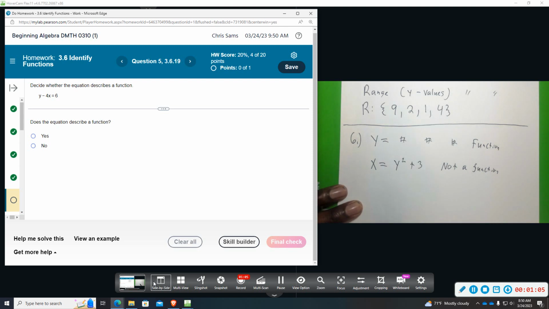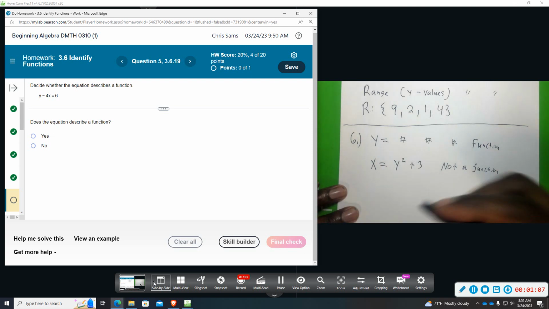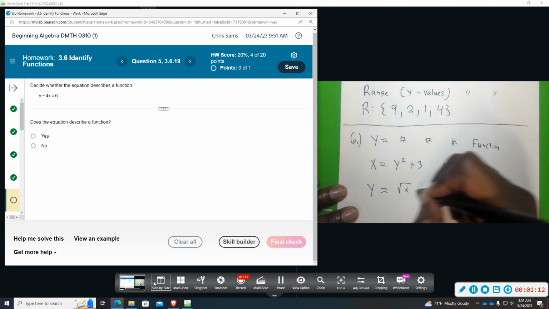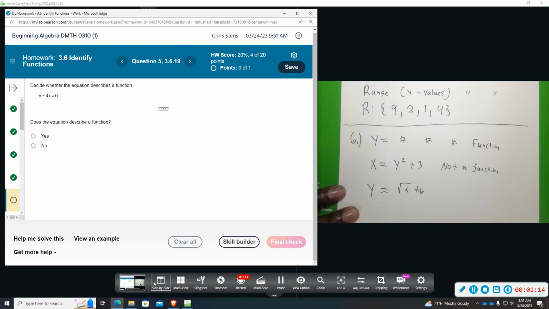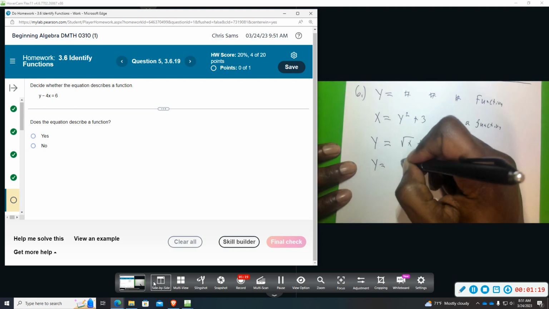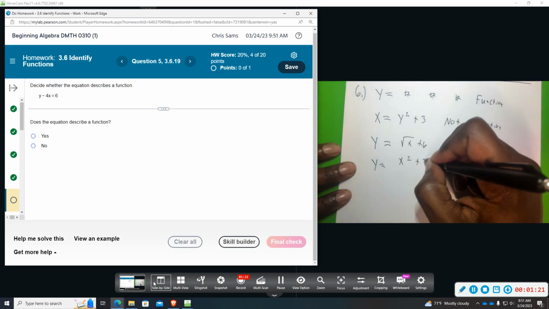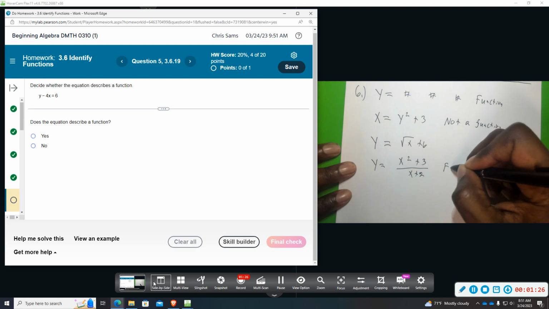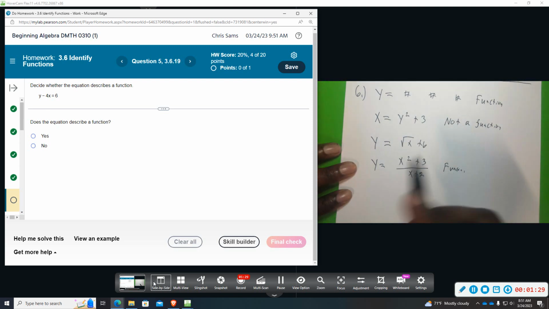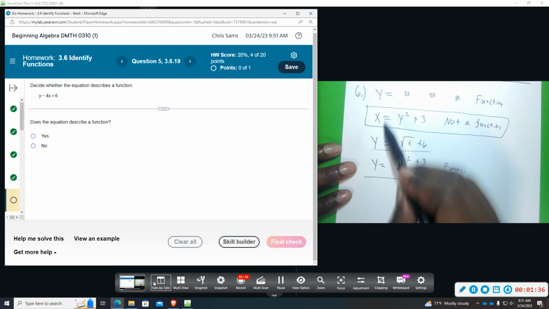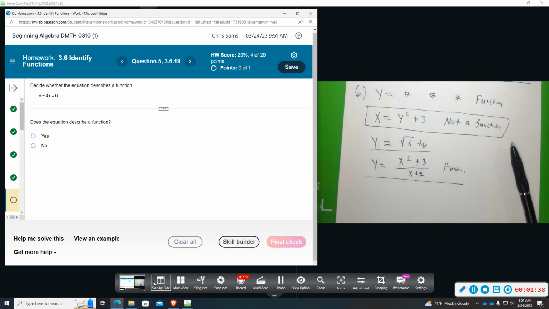But anything else that we see, just regular. So if I got y equals the square root of x plus 6, we're going to call that a function. If I were to have y equals x squared plus 3 divided by x plus 2, we're still going to call that a function. So everything that we see in y equals format, we're going to call it a function. If I see something weird that's not in y equals, we're going to call it not a function. That's going to be our general rule for now.